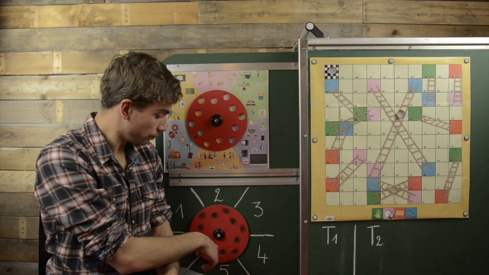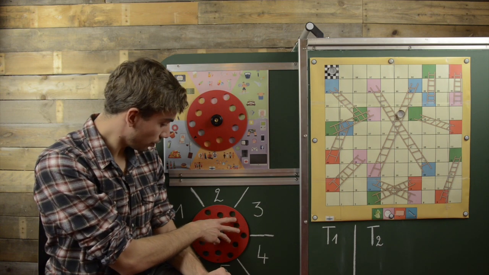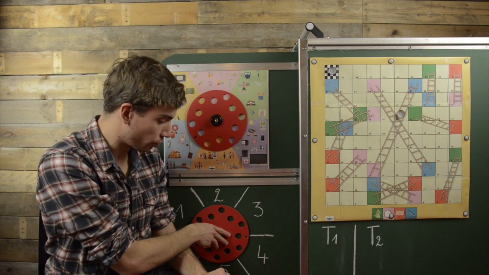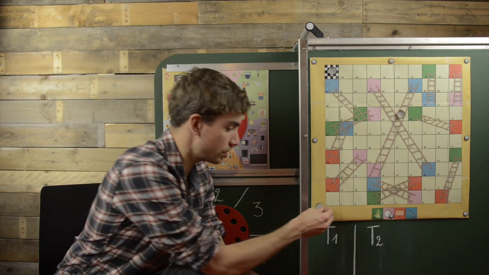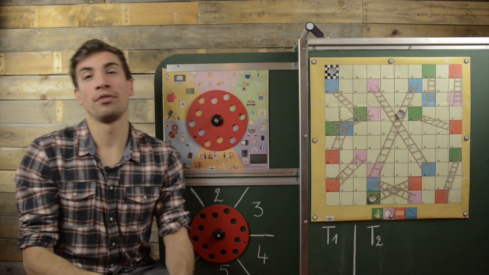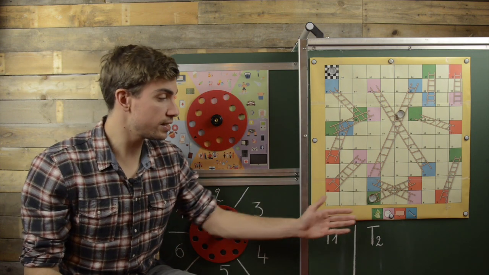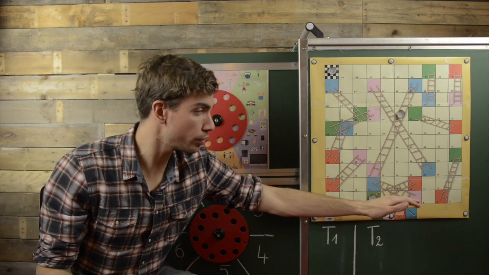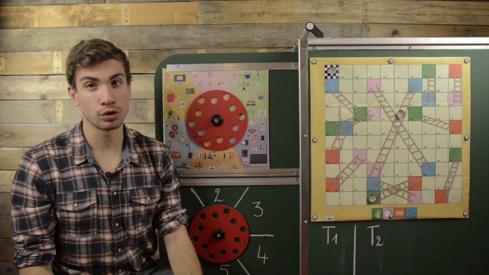So, the first team will spin the disc and will move a number of spaces forward. Let's say 4 spaces, 1, 2, 3, 4. And you'll see that I land on a colored square. In this case, a green square. But you also have pink squares, orange squares, and blue squares.